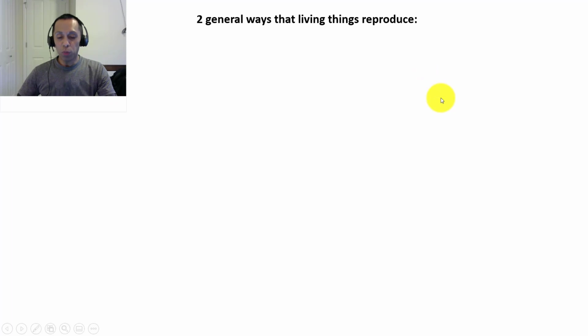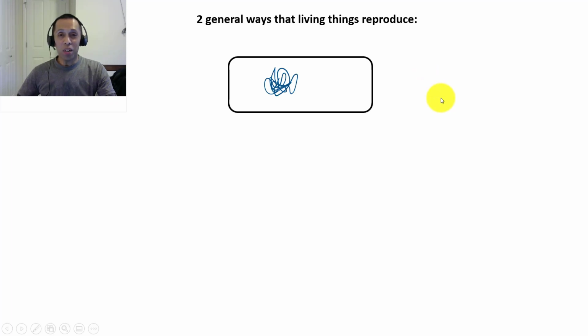One way that things can reproduce is the simplest way, and it basically just involves the cell splitting in half to produce two cells. It turns out that bacteria are an example of a living thing that reproduces in this way. So this represents a cell, and this represents the DNA, or the genetic material, inside of that cell.